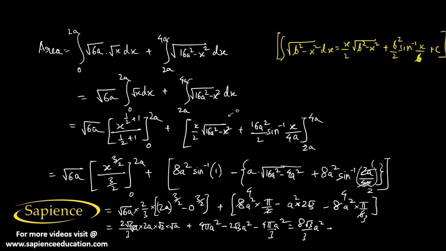Okay, then plus this will be 4 pi a square, if I take it as common, that will be 1 minus 1 by 3, that is 2 by 3, minus 2 root 3a square. So yeah, we can just rearrange it. Three to the 6, I can take it as 6. It's 8 root 3 minus 6 root 3, that is 2 root 3 a square by 3.